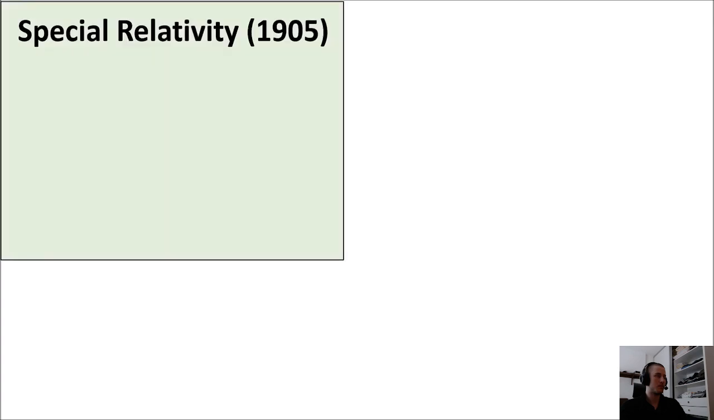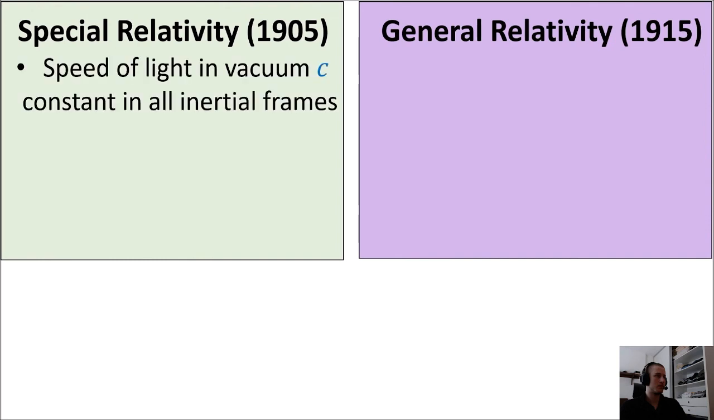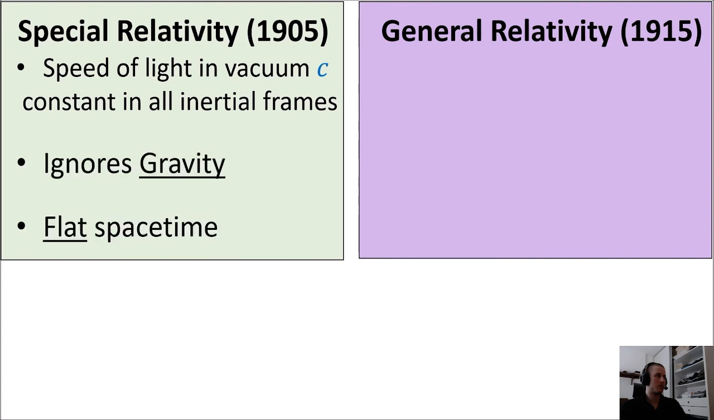I think now is a good time to explain the differences between special relativity and general relativity, so that we can understand where special relativity ends and where general relativity starts. Special relativity is a theory of relativity that we get when we take the speed of light in a vacuum c to be constant in all inertial reference frames. Special relativity ignores gravity, and special relativity only considers flat space-time.